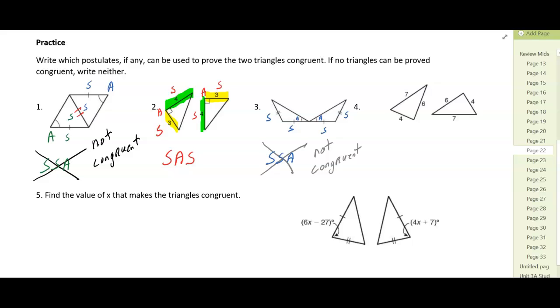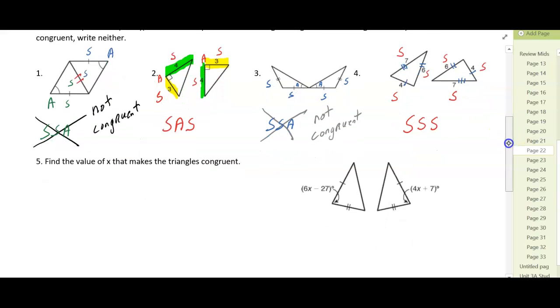Okay. In the third example, or excuse me, number 4, the 7's are the same, the 4's are the same, and the 6's are the same. So this would be an example of side, side, side. Sometimes you're going to see tick marks. You'll see 1 tick mark, 1 tick mark, 2 tick marks, 2 tick marks, 3 tick marks, 3 tick marks.